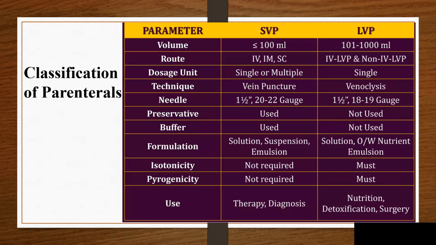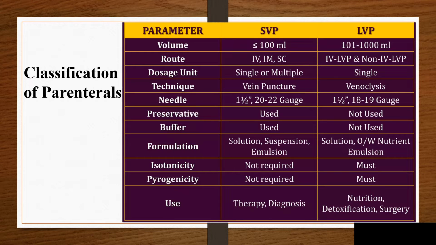Whereas large volume parenterals, because the volume is large, are injected into the human body by a process called venoclysis. Venoclysis is a process in which catheters or cannulas are inserted into the human body, so that the large volume parenterals can be delivered directly into the vein. Buffers have to be used in SVPs, whereas in LVPs they are not needed. Isotonicity and apyrogenicity are also needed in small volume parenterals, but in large volume parenterals they are always a must.